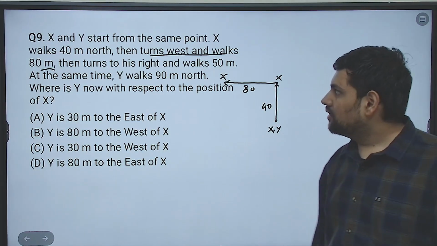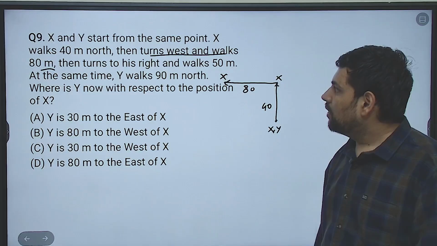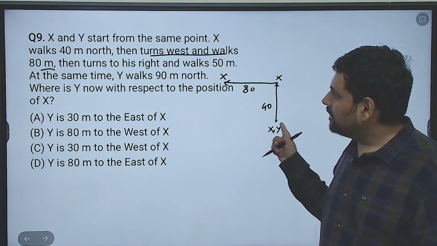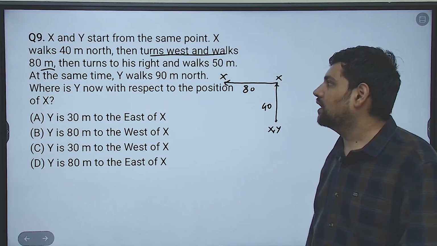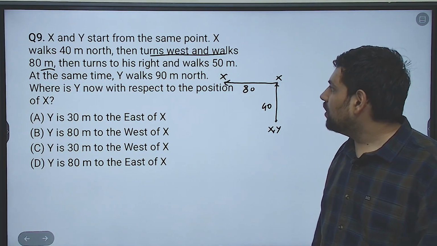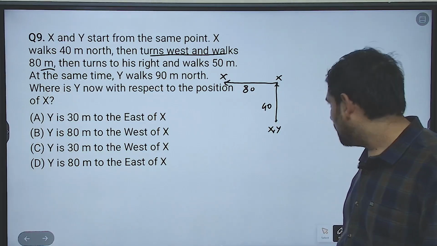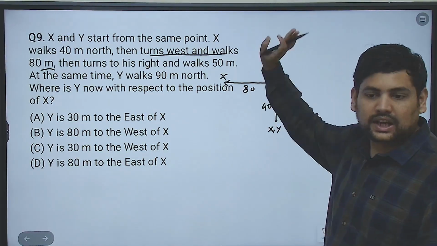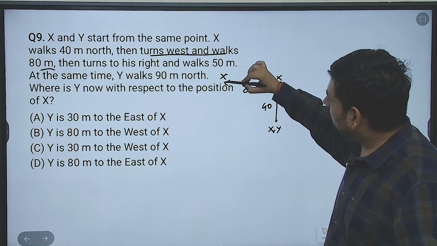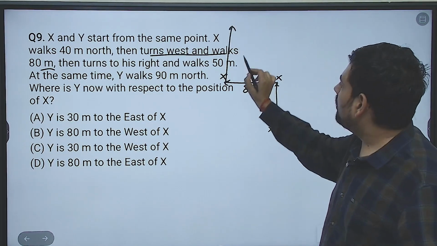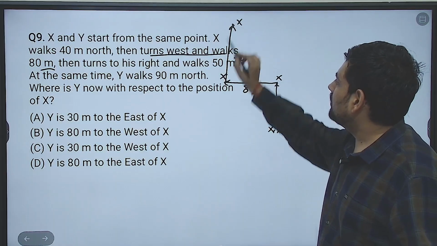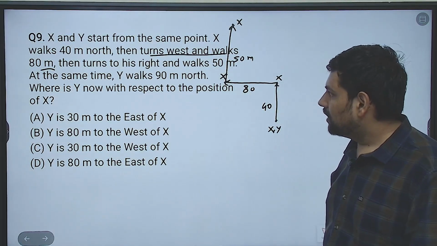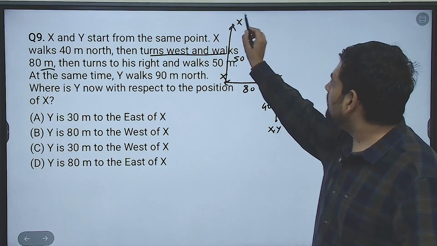Understood till here? First thing was X and Y start from the same point. X walks 40 meters north, then turns west and walks 80 meters. Then he turns to his right and walks 50 meters. So then he turns to his right. His right will be what? Above. And how much does he walk? He walks 50 meters. So x is now here. Now this is the final point of x.